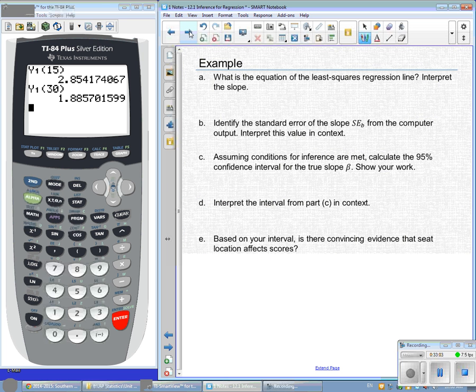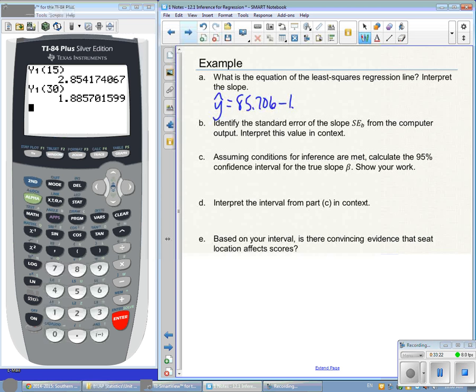It says to write the equation of the least squares regression line and interpret the slope. So we said it was 85.706 minus, actually I have this written down somewhere. Okay, so how would you interpret the slope of this line? Use it in context. That's not what the slope represents. For every row you move back.